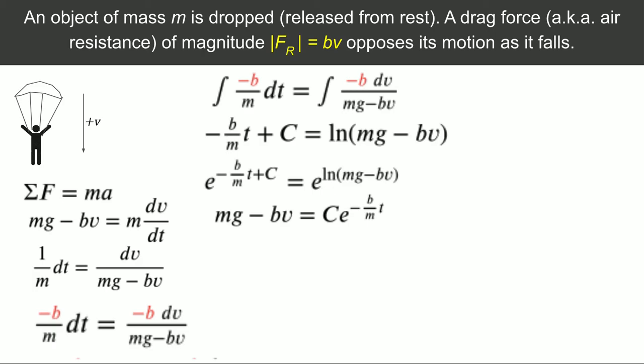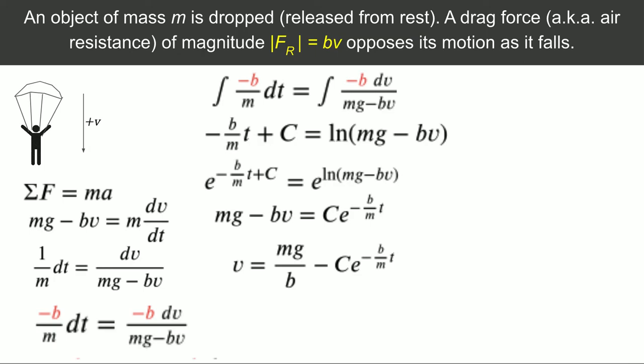I've switched sides because I want the v to be on the other side. Again, this is just a little bit of algebra. We can go through it in more detail if you need to. But I want to get an expression for v. That's my goal, again, is to determine a function for the velocity. So I'm going to go through and do some algebra here.